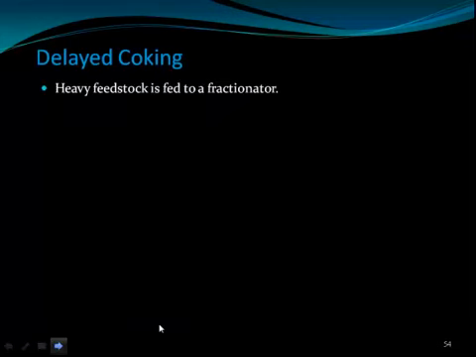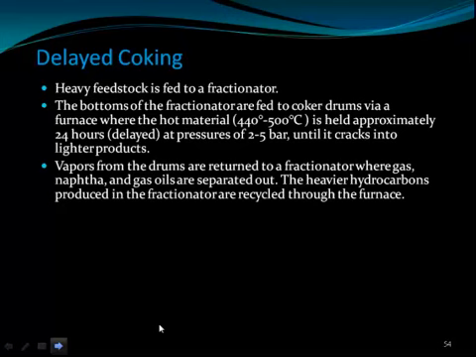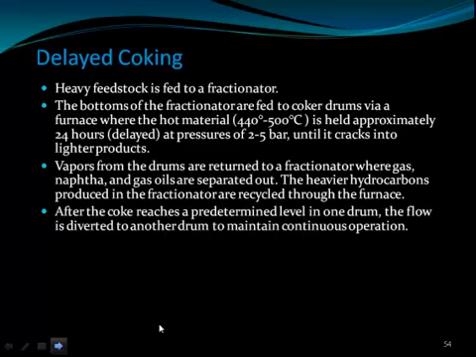Then delayed coking is done, so heavy feedstock is fed to the fractionator. The bottoms of the fractionator are fed to coker drums via a furnace, where the hot material at around 440 to 500 degrees centigrade is held approximately 24 hours. So time is taken, that's why it's called delayed, or very slow, at pressures of 2 to 5 bar until it cracks into lighter products. Vapor from the drums is returned to the fractionator, where gas, naphtha, and gas oil are separated out. The heavier hydrocarbons produced in the fractionator are recycled through the furnace.